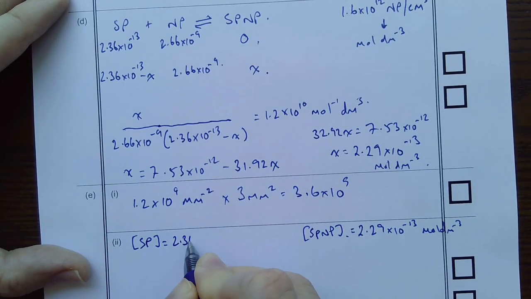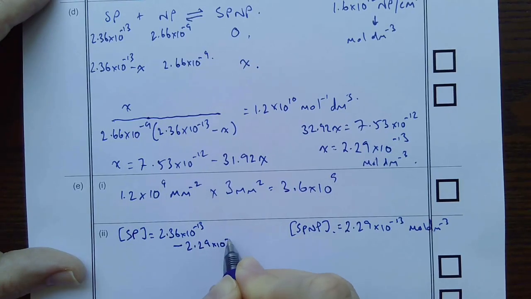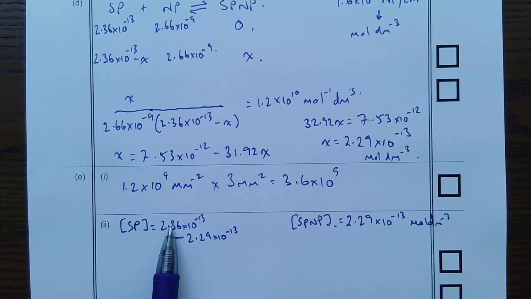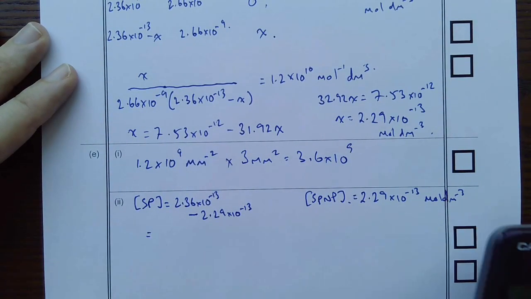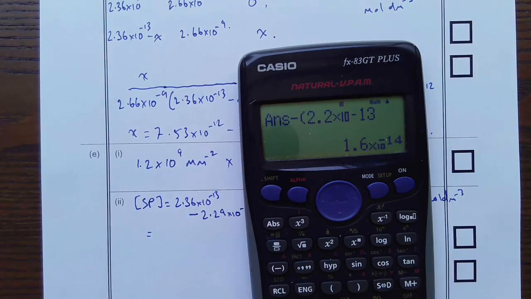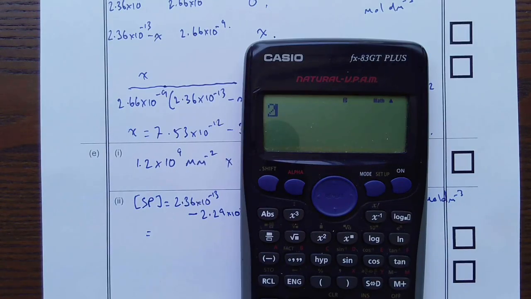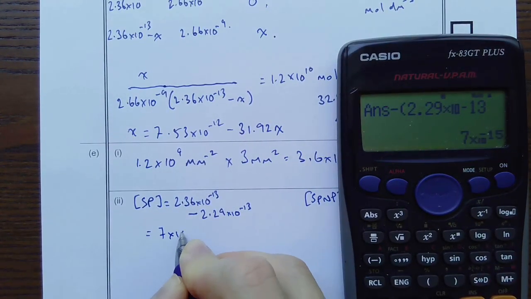So this is 2.36 times 10 to the minus 13, subtract the value of x that we calculated, 2.29 times 10 to the minus 13. Okay, remember, this value is the original value of the spike proteins, but once you put them into the nanoparticle mixture, and that's what we're concerned about, you have to subtract this from our equilibrium calculation up here. So that's going to give me 2.36 times 10 to the minus 13 minus 2.29 times 10 to the minus 13, which gives me 7 times 10 to the minus 15.